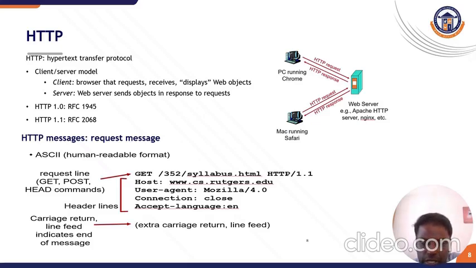If you see the diagram, there is a web server, for example an Apache HTTP server, and a PC running a Chrome browser sends an HTTP request, and it is answered by the server with a response message. So what does the HTTP message actually contain?